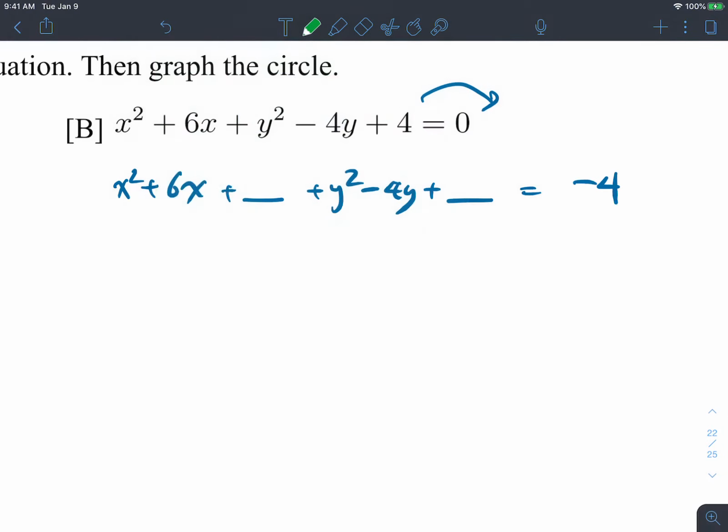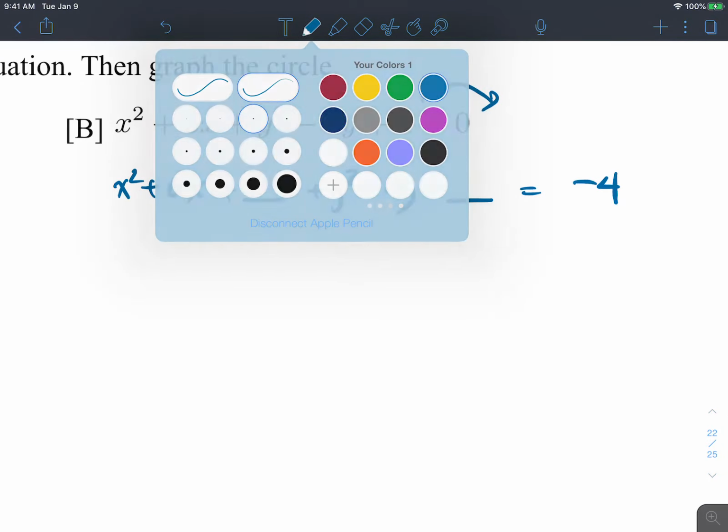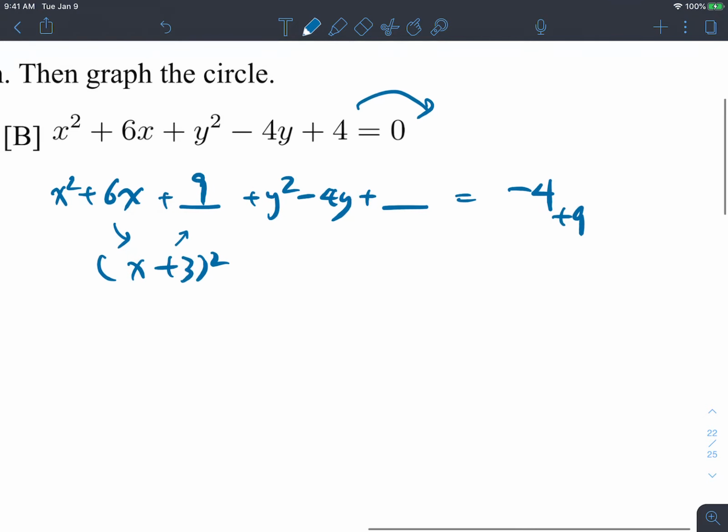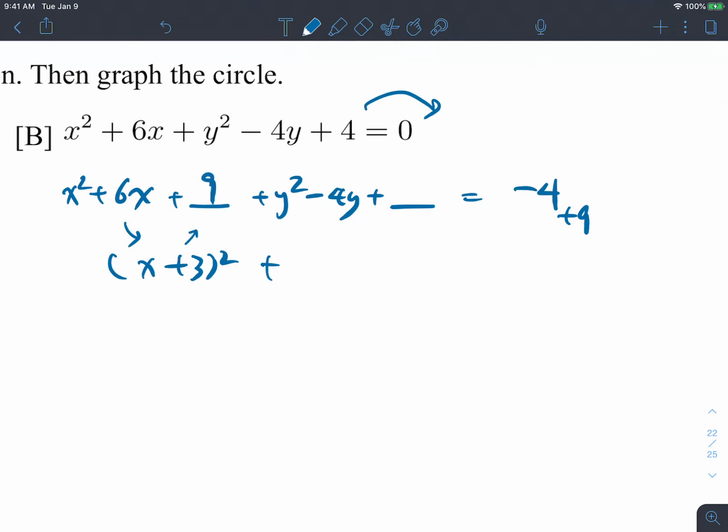And then let me just use a different color. Oops, no, let's get back to this. So we know that half of that is what? x plus 3 squared. When you square that, I get 9. I'm going to add 9 to both sides. Sometimes I put it slightly under the other one. And then here, I take half of that amount, which is negative 2 squared. When you square that, you get positive 4. So on the right-hand side, I get 9.